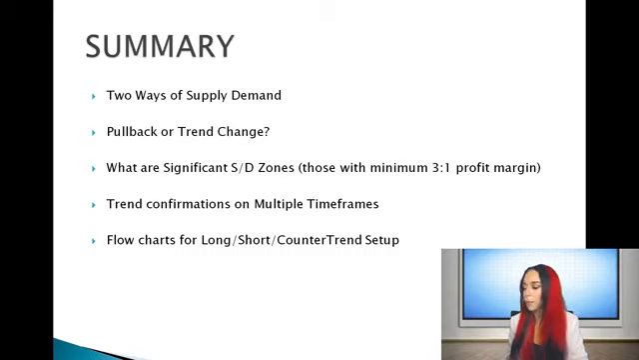Okay, time for the summary. So today we've looked at 2 ways of using supply and demand: pullback or a trend change. So playing out the scenarios in your head of what could happen is something you need to start doing. Then I talked about what makes a significant supply and demand zone. It's the ones with a 3-to-1 profit margin. We've also looked at trend confirmations on multiple time frames, that you can look at 3 time frames, 4-hour, daily and weekly chart, and then to have at least 2 of the 3 adjacent time frames telling you the same thing, and that comprises your prevailing trend.